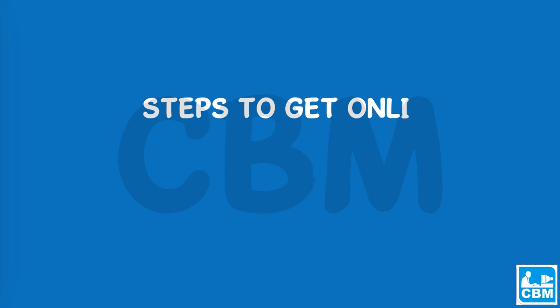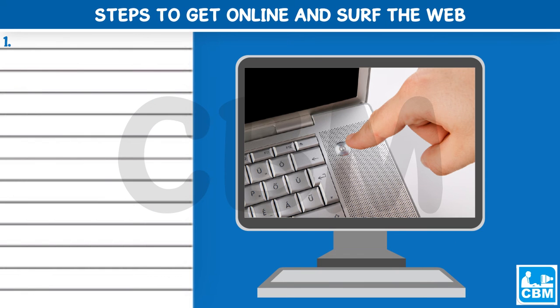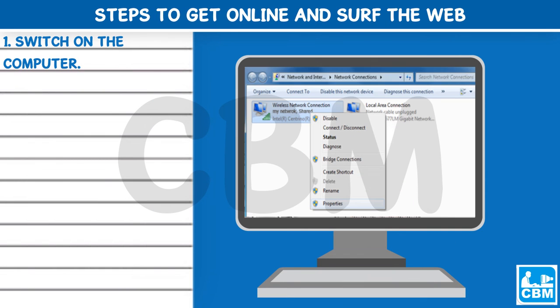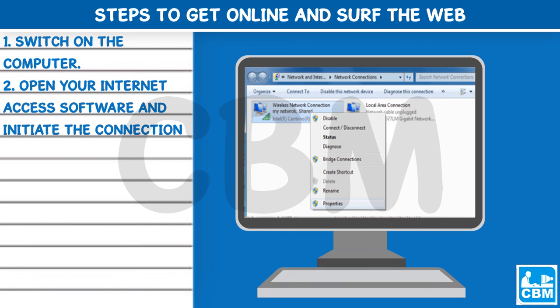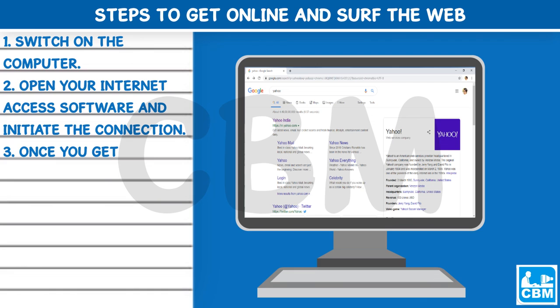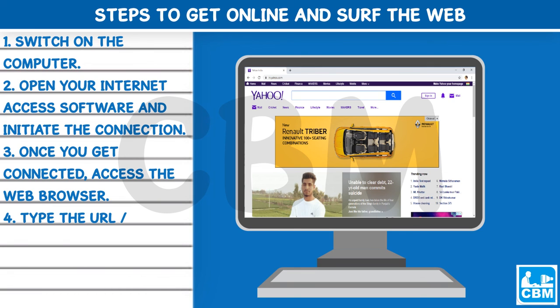Steps to get online and surf the web. 1. Switch on the computer. 2. Open your Internet access software and initiate the connection. 3. Once you get connected, access the web browser. 4. Type the URL, website address or else use a search engine.